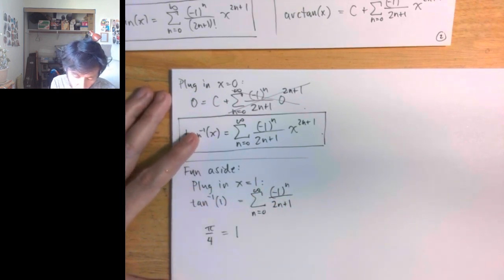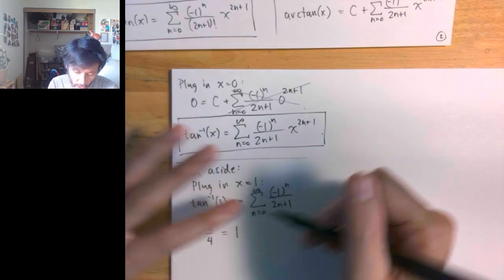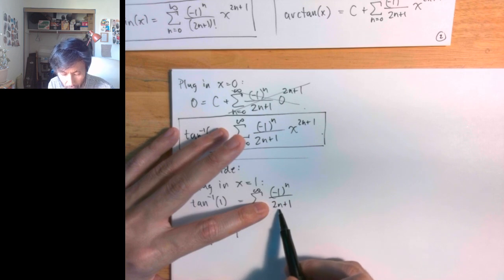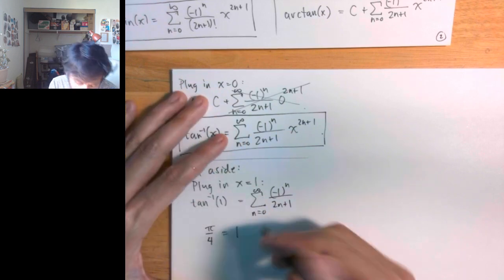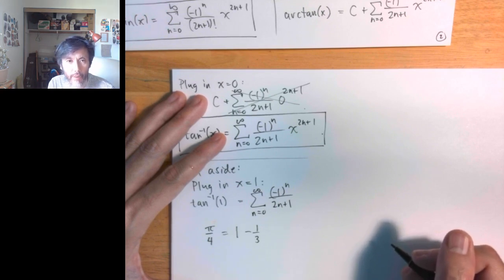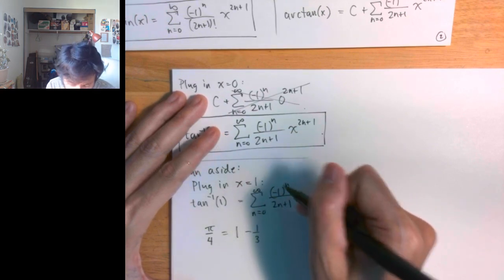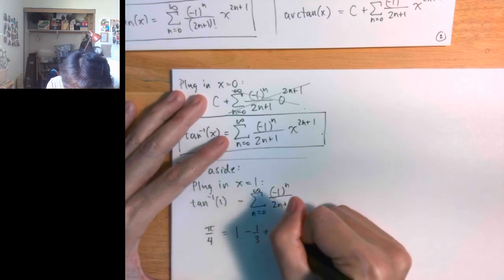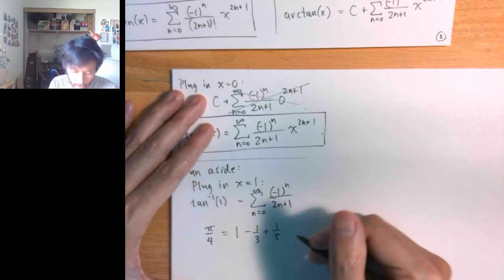How about when n is equal to 1? Well, now this sign gadget will be negative 1, and downstairs we'll have 2 times 1, which is 2, plus 1, which is 3. So we'll get minus 1/3. If we plug in n equal to 2, we get 1 upstairs, and we get 5 downstairs. And it keeps going like this.